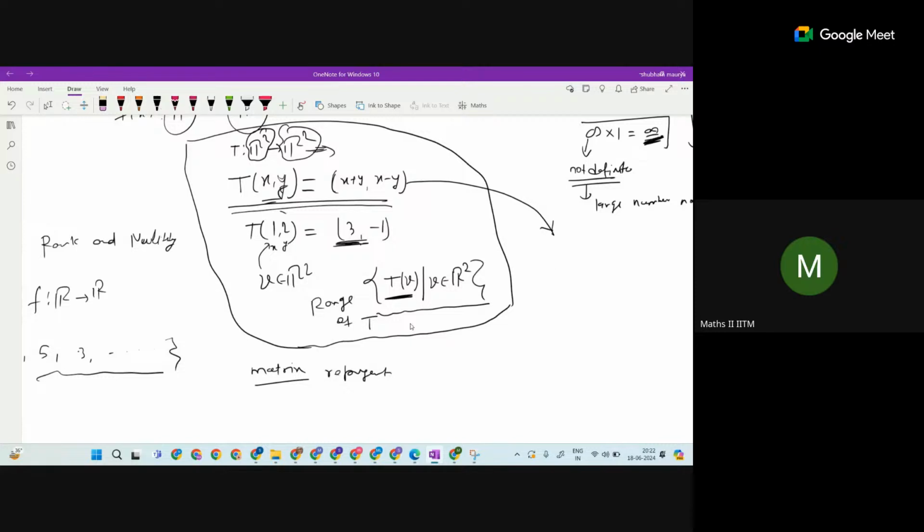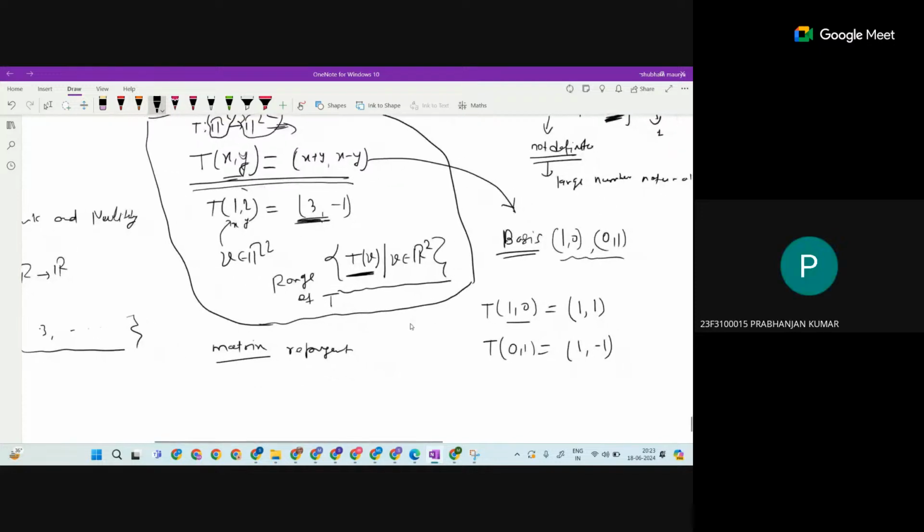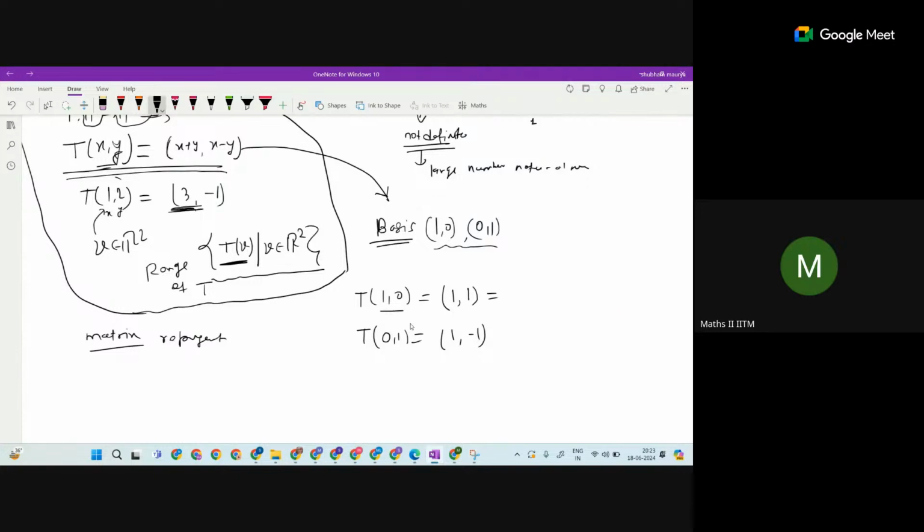How do we get this? First, the basis of R2. The basis is going to be (1, 0), the canonical basis, and (0, 1). We take the canonical basis and find the image of each canonical basis element. So the image of (1, 0) is going to be (1, 1), and the image of (0, 1) is going to be (1, -1). The matrix representation is generally expressed with respect to the canonical basis. We can write it like this, right? It is correct, right?